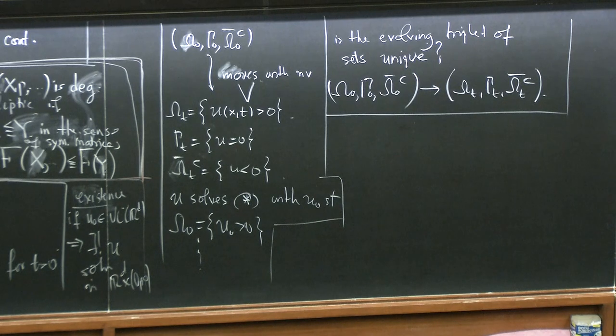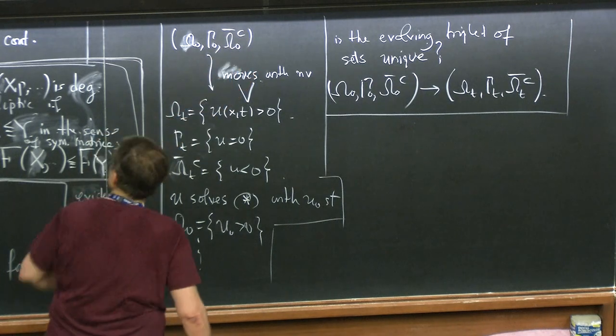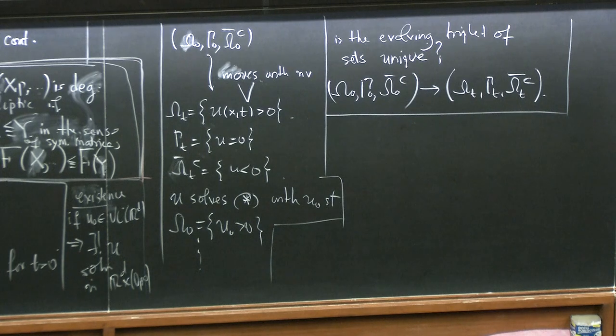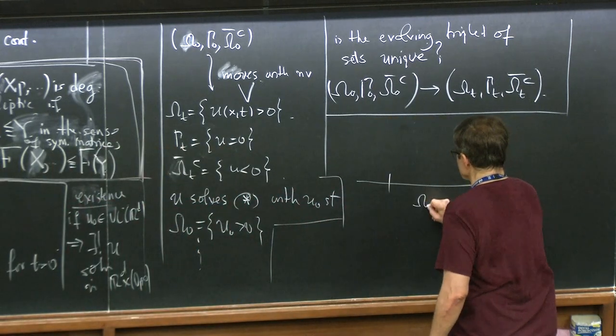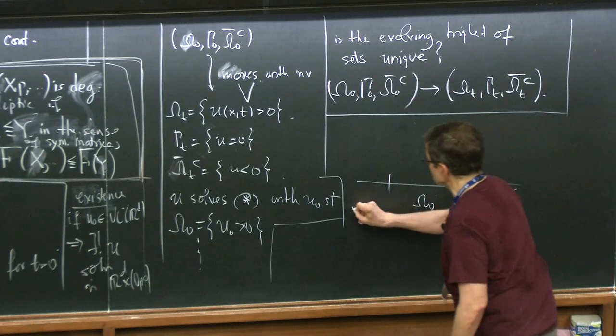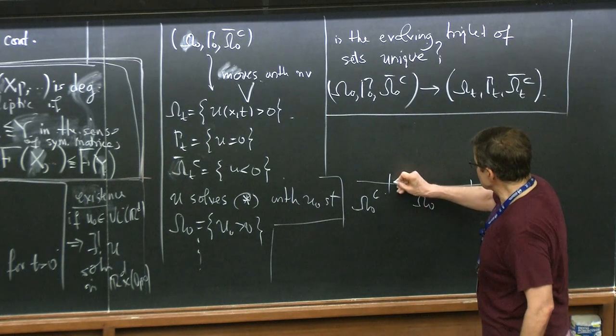So let me be a little bit more suggestive about the way we solve this problem. We were given omega zero, gamma zero, omega zero closure complement. What did we do? We found a function u zero that had the property that omega zero is the positive level set, that's negative, and that's zero. Okay? So this is omega zero, this is omega zero complement. This is a multi-D picture, but it's better seen like that. And that's a good u zero.